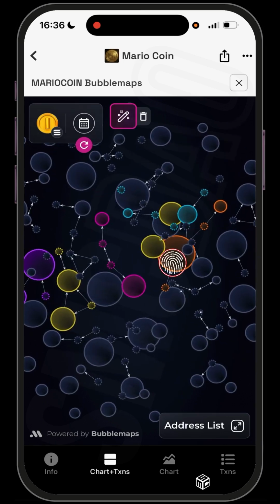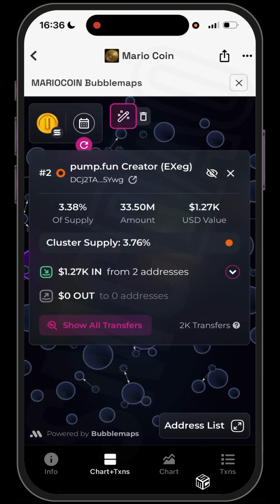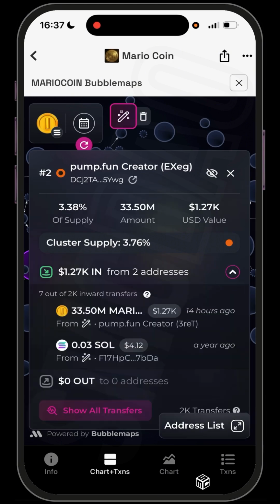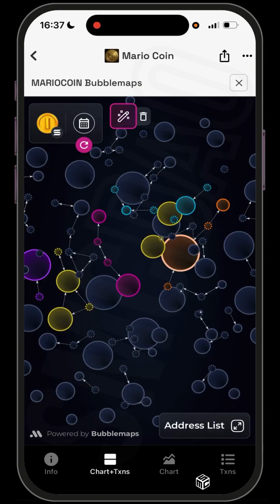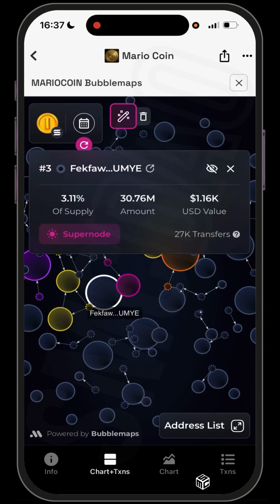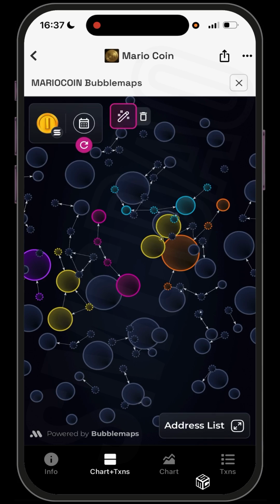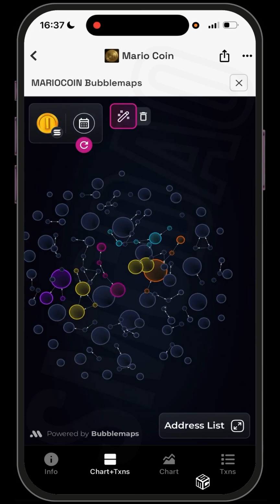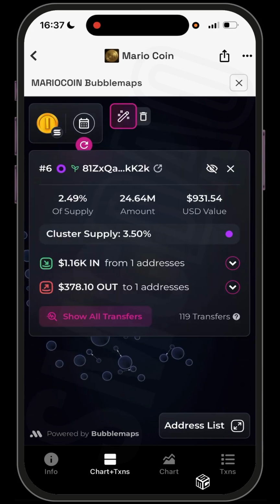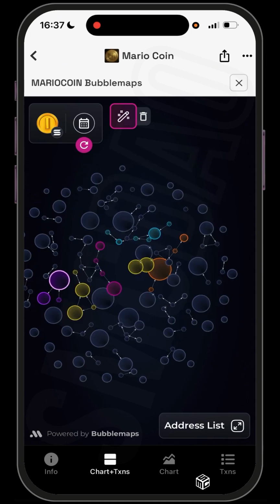This is a very huge bubble and it's an active one, and it holds about 3.38%. So this pump.fun creator holds about 3.38% of the supply, and it sent to different addresses. And let's just look at the third bubble. Let's look at the biggest bubble right here. Which bubble looks too big? That would be number one. That's number six.